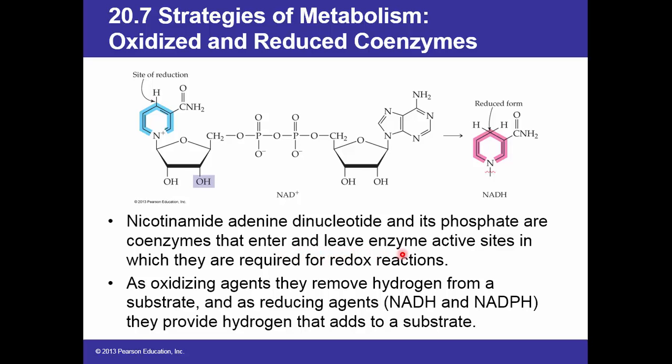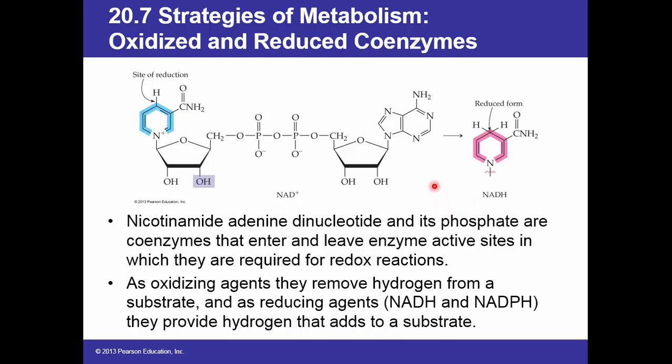Now here, if you look at the structure of NAD+ and its phosphate, they are coenzymes that enter and leave enzyme active sites in which they are required for redox reaction. And this is the site of reduction, you see here, and this is the reduced form. An oxidizing agent like NAD+ removes hydrogen from a substrate, and as a reducing agent, it provides hydrogen that adds to the substrate.